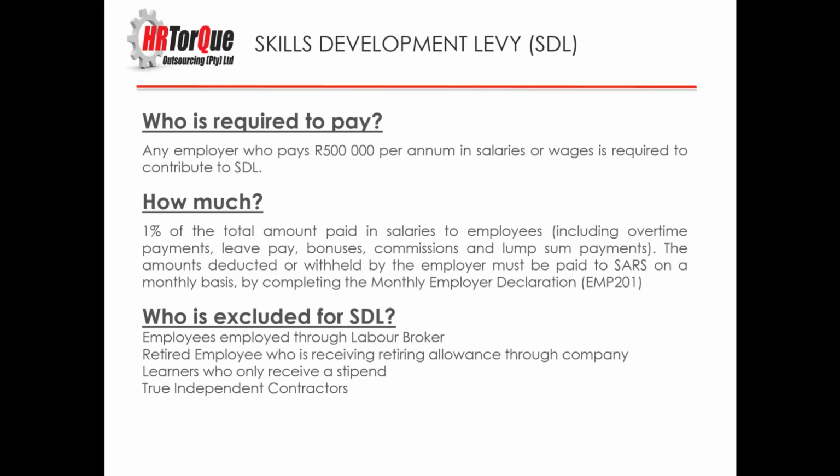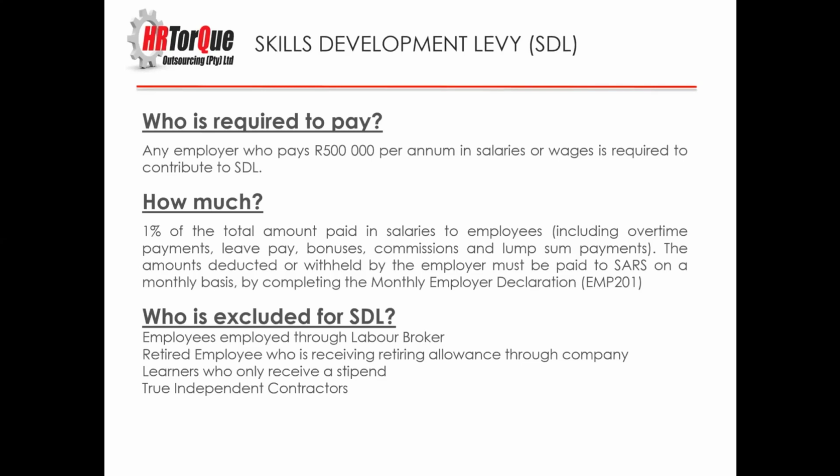How much do they pay? So it's 1% of the total amount in salaries. And this includes overtime, leave, bonuses, commissions, and lump sum payments. So it's quite important, on your skills development reports at the end of the year, it asks you for your total annual salary bill. It is the annual salary bill that aligns to this 1%.